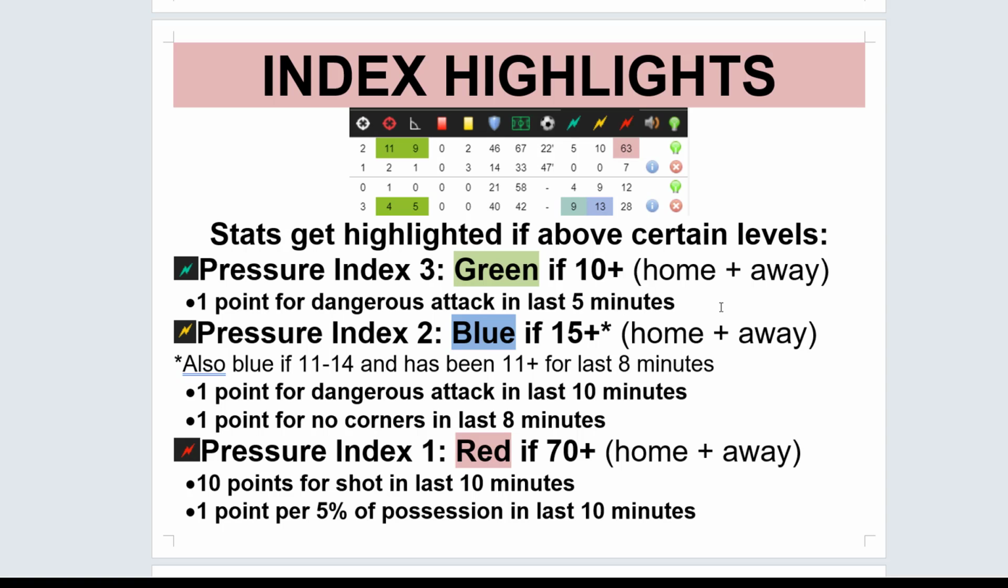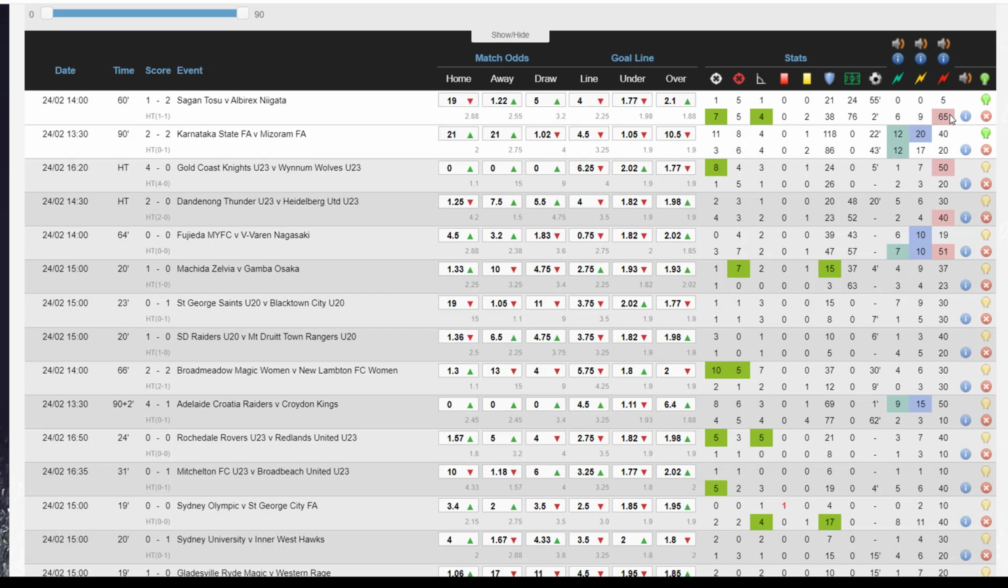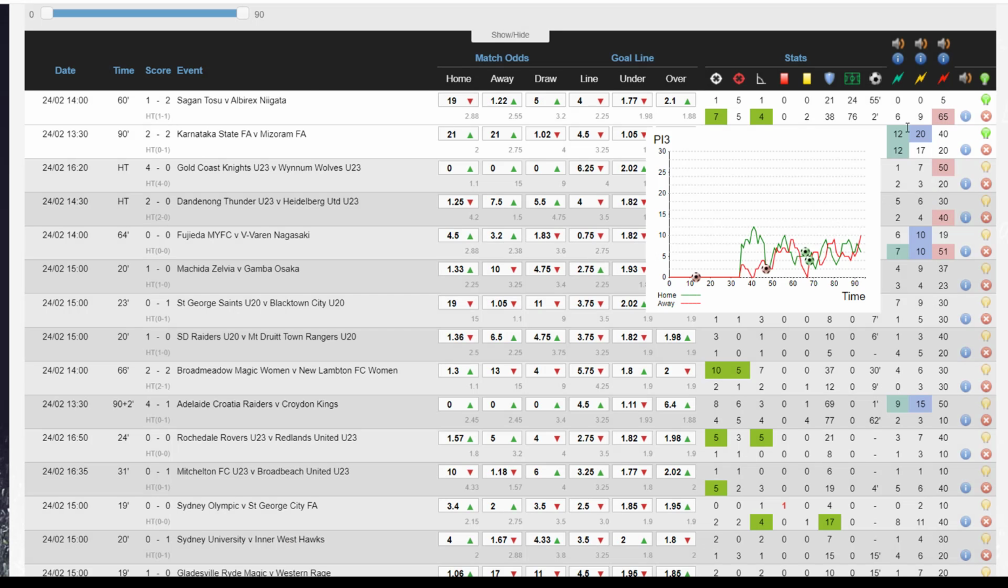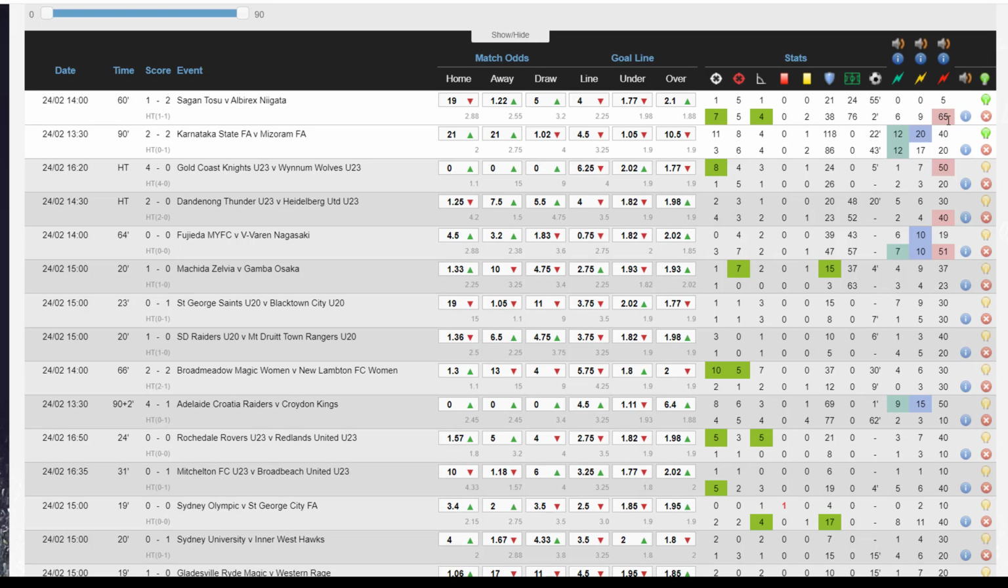So the starting base level is 20 points for that Pressure Index 1, and then for each shot, there's another 10 points there. So 70 points or more means there were 5 shots, either on target or off target in the last 10 minutes. That's quite a lot of goalmouth action, 5 shots in the last 10 minutes. And by looking at those statistics, you can see what kind of pressure has been happening in the last 10 and 5 minutes. For example, here you can see that this Sagan Tosu game has been highlighted in red here, because combined they have 70 points or more.